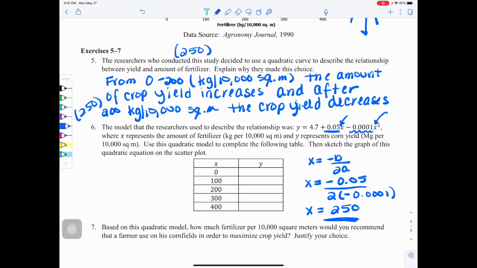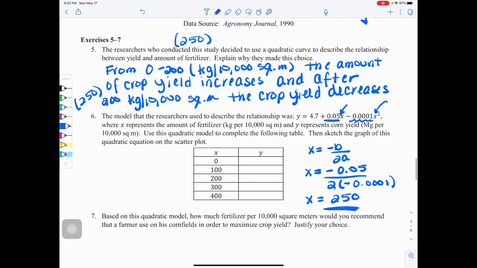You would put 0 into the equation, see where y is. Put 100 into the equation, see where y is, and so on. To speed this up, I'm going to tell you that I've taken all of these numbers and I have already put them into the equation y equals 4.7 plus 0.5x minus 0.001x squared to figure out those for you. If you want to pause the video at this time and practice plugging those in on your calculator and seeing if you get the same responses, you can always do that.